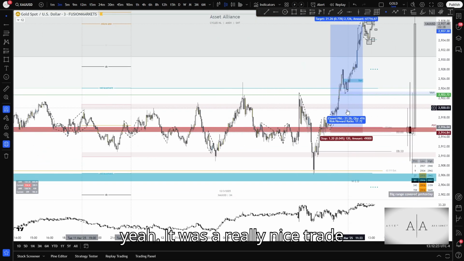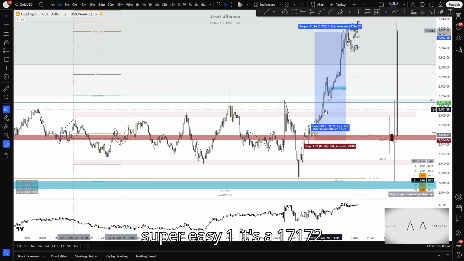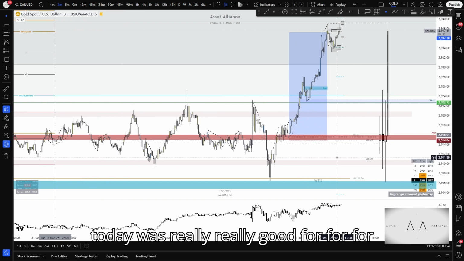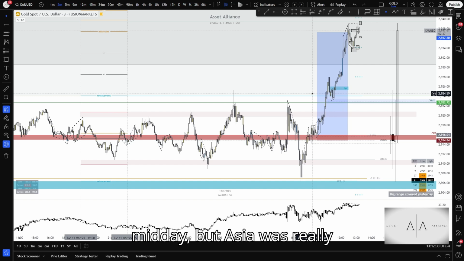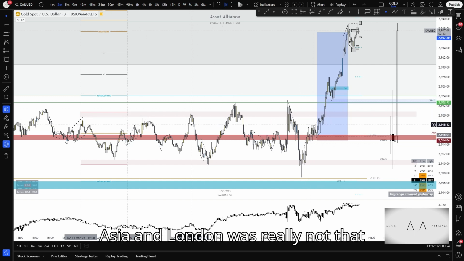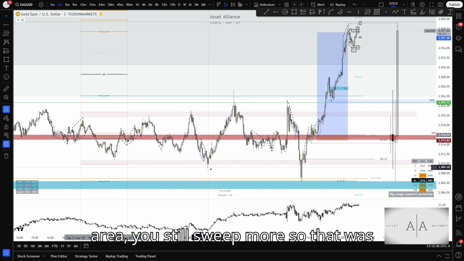So, yeah, it was a really nice trade, super easy one. It's a 17.72. Today was really good for gold at end of day, at midday. But Asia was really Asia and London was really not that great. The reactions were nice, but it wasn't all that great. Since here, even if you went back into the sweeping area, you still sweep more.